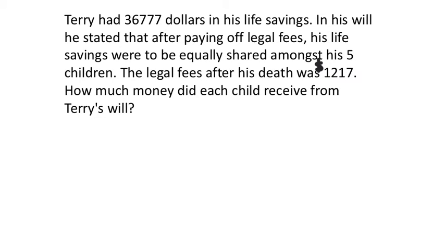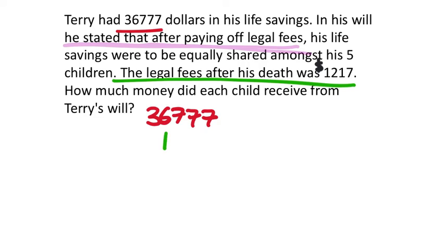So just by, again, this nice thing about these word problems when we look at the order of operations, they pretty much break this down for us, right? Because right here it says the life savings will be equally shared, but the first thing we're gonna have to do is pay off the legal fees. Okay. So how much money was in the account? It just says up here, $36,777 right there. So what were the legal fees? It says that the legal fees were $1,217. So we're just gonna subtract these, and whatever we get out of this will be how much is left to distribute amongst the children.